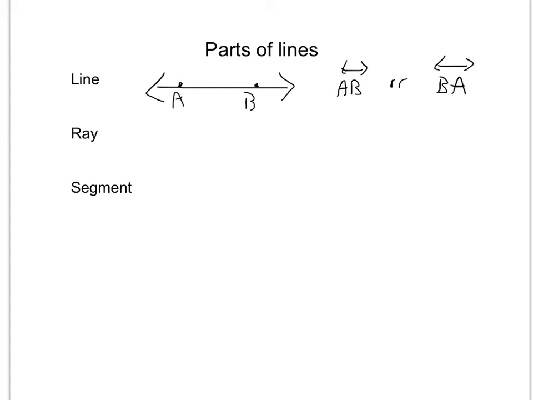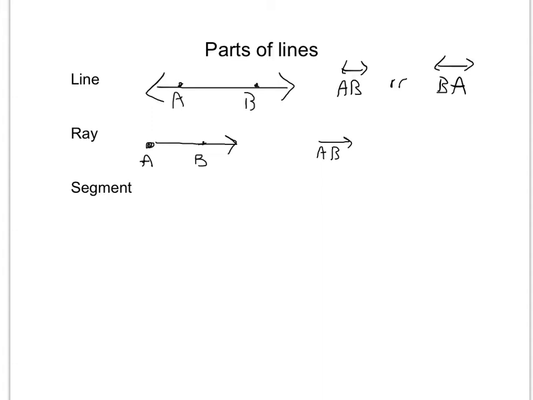Now, a ray. A ray is a part of a line. A ray is something that starts at a point and then goes forever in one direction. So let's say that this is A and this is B right here. This has to be named ray AB, and we put the symbol like this. I'm not one of those picky people, I don't care if you put the dot on the end. This is the symbol for ray, and it starts at A and goes forever toward B.